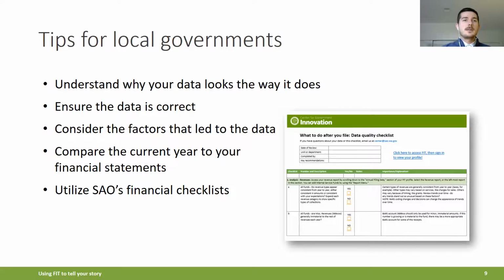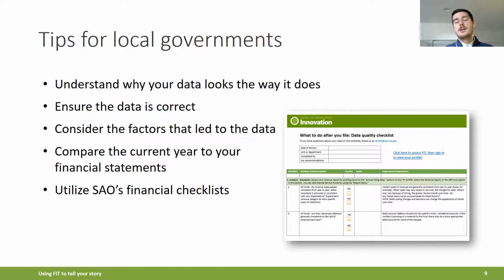If you're a local government, remember, there's some things to do when you're looking at financial health indicators. If you log in for the very first time, whether you're somebody from finance, a council member, or a commissioner, and you take a look at your profile and see those measures, it's important to know why the measures look like they do. The very first step that I would take and that we typically recommend is: is the data actually accurate?